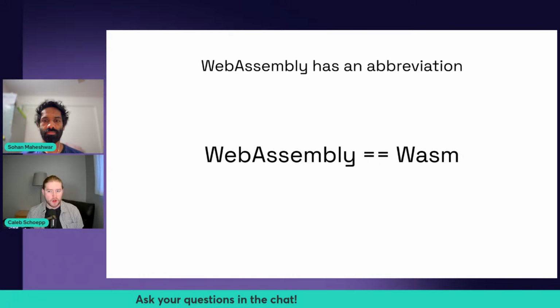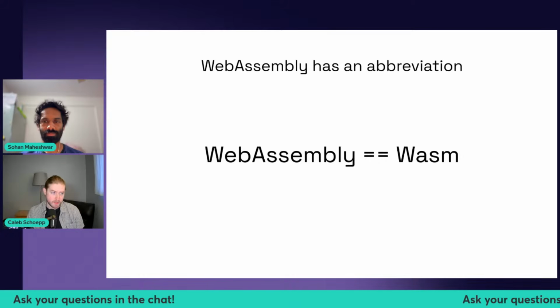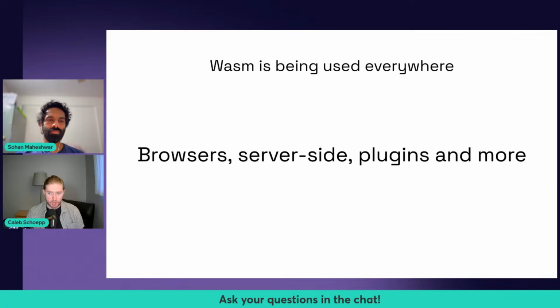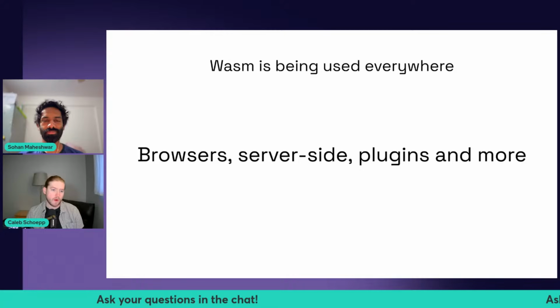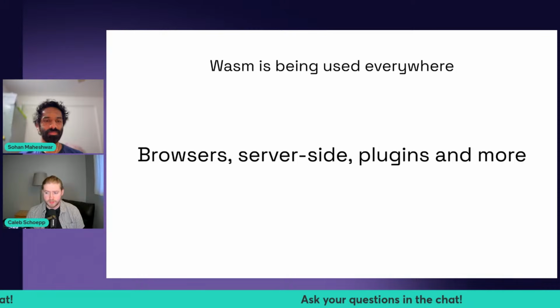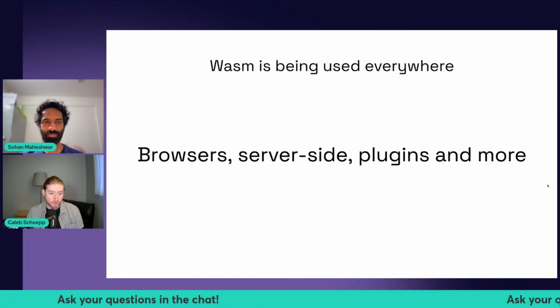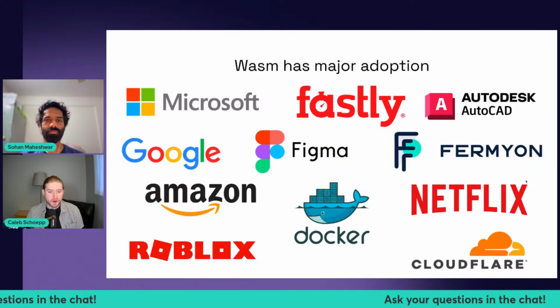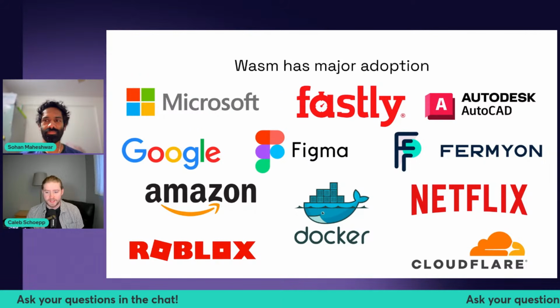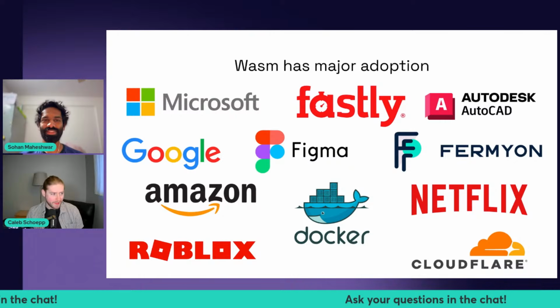I'm sure the people here know WebAssembly is the same as Wasm. It's just an abbreviation for that. People talk about that a lot. And WebAssembly is being used all over the place. Here at Fermion, we're really excited about WebAssembly on the server side. It's also being used in the browser, in plugins, blockchains, databases, really all over. Another thing people talk about in the media is how it's getting major adoption. Big companies, Google, Microsoft, maybe someday Fermion will be a big company on that adoption list, things like that.